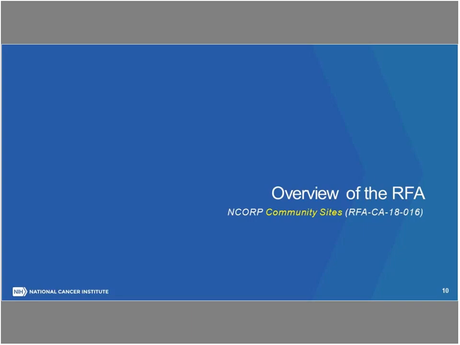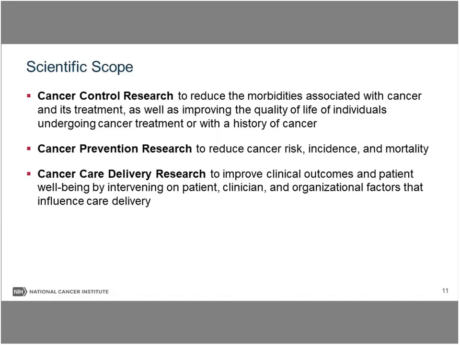I'm now going to go into the overview of the RFA. Just a few comments about our scientific scope. In the area of cancer control research, our goal is to reduce comorbidities associated with cancer and its treatment. A predominant part of that are what we call toxicities related to cancer and its treatment, as well as improving the quality of life of individuals undergoing cancer treatment and those with a history of cancer. We have a growing area of cancer prevention research to reduce cancer risk, incidence, and mortality.